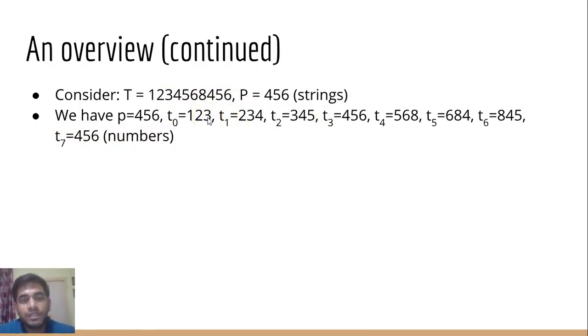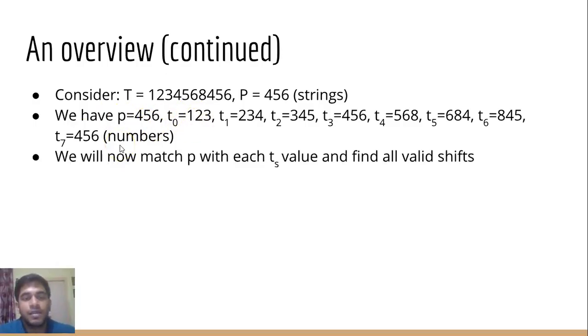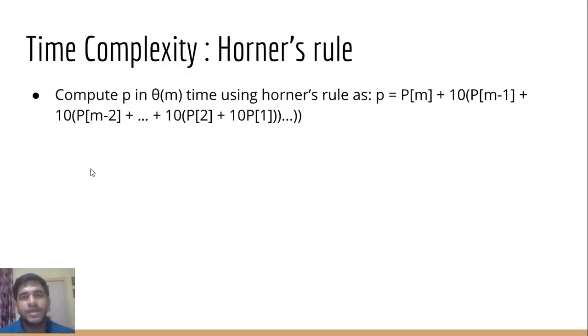Now what we'll do is that we'll look for matches between P and these TIs. We know that P here matches with T3 and T7. So 3 and 7 are those shifts that we are looking for. Let's slowly try to formalize this algorithm and how actually we go on and do stuff.